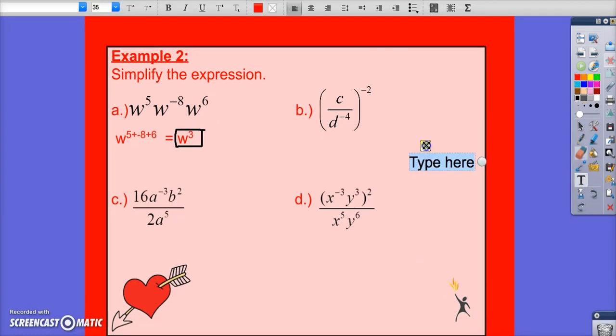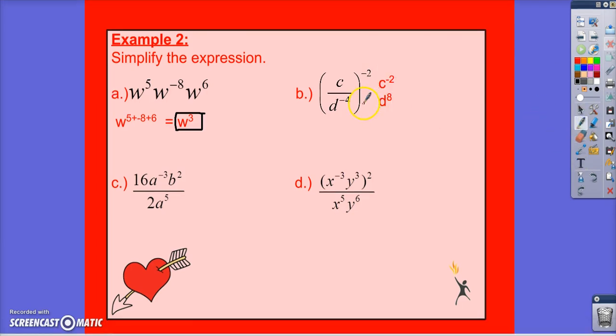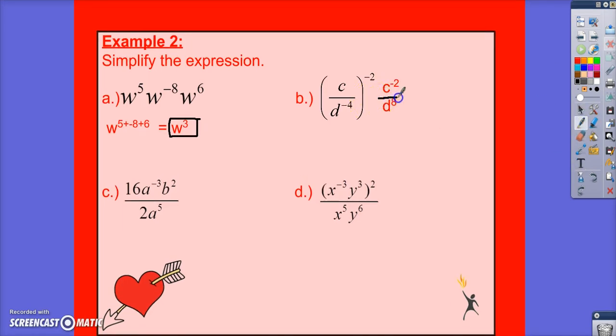Now the next one. A couple ways you could do it. I'm going to go ahead and distribute the negative exponent first. So that's to the -2 up top. And then D would be to the what? -4 times -2, or D to the 8th. Get that first.